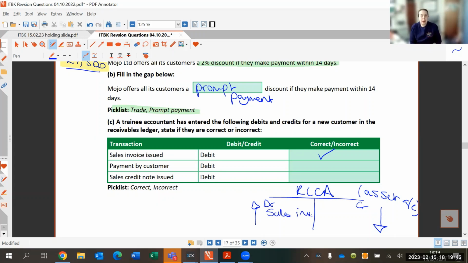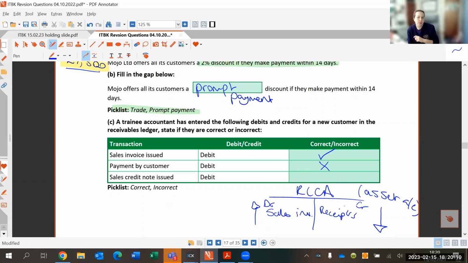The customer's paid some money. Spot on. Yes, seen that straight away in the chat. If a customer pays money, it reduces the balance on the account. I'll put it as receipts because that's the correct terminology, but money received from customers would reduce the balance on the account and therefore would be a credit. So they've got that wrong.